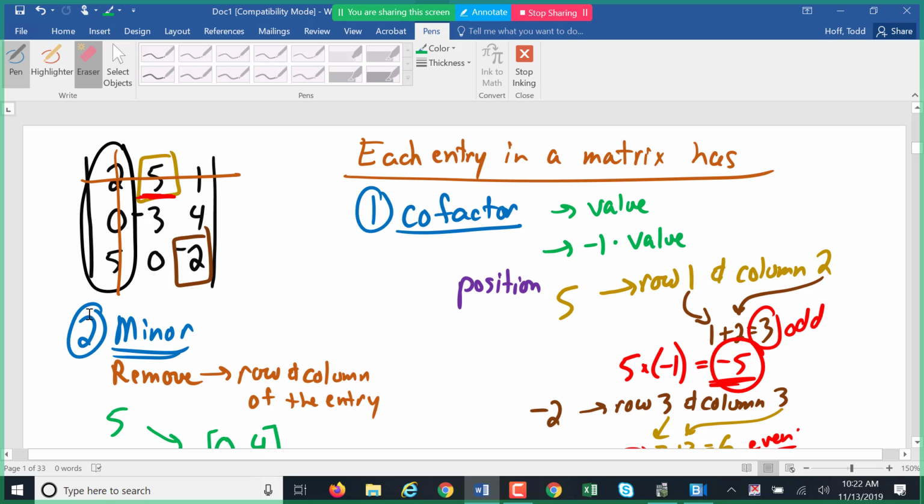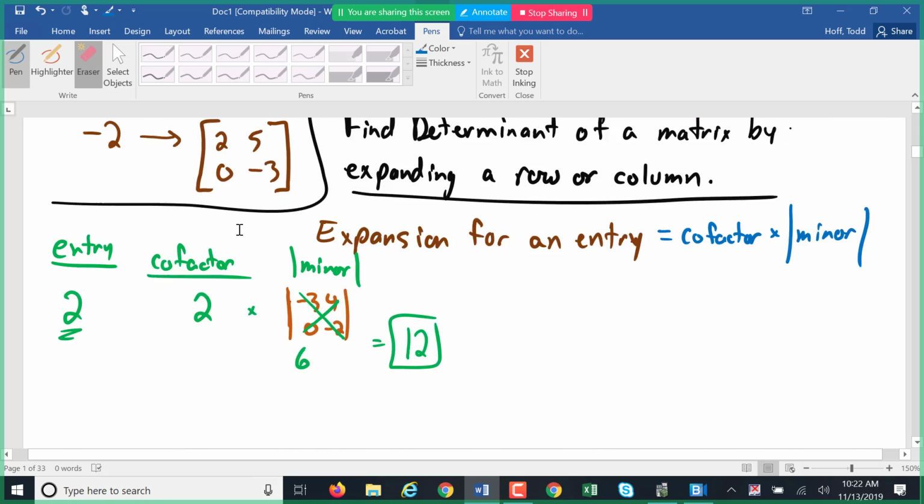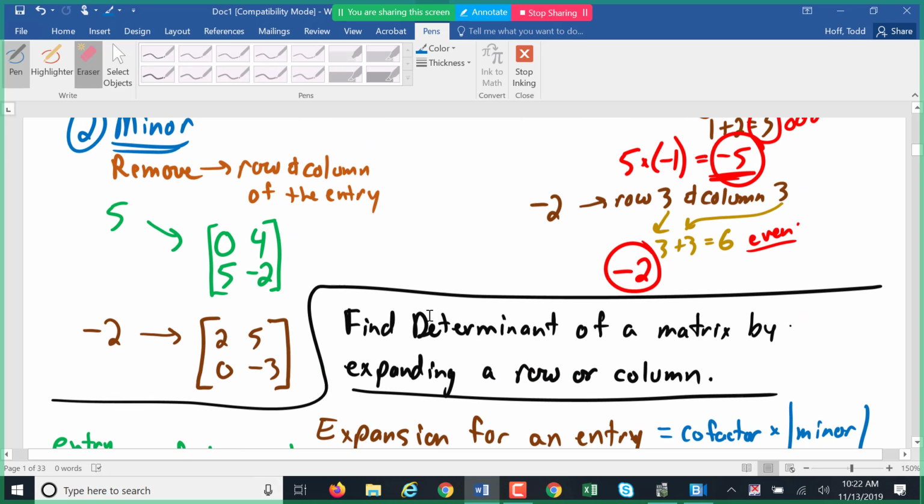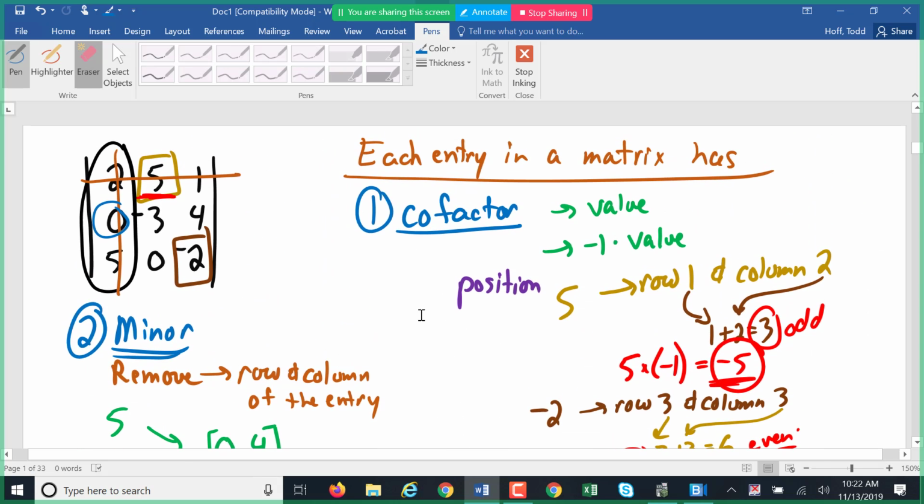The next element in that column is the 0. The cofactor of 0 is 0. Doesn't matter. Positive 0, negative 0 doesn't matter. So I'm not even going to do the entry. The expansion of 0 is always 0, no matter what the rest of the matrix looks like.